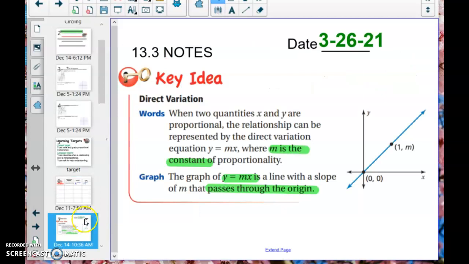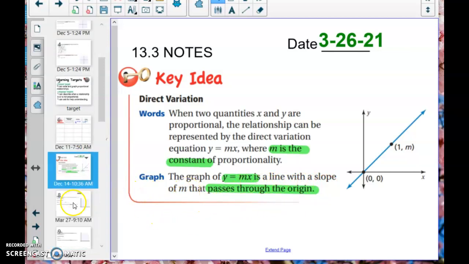Alright, you can now put the vocabulary packet away and get out your 13.3 notes packet. So direct variation is when two quantities, x and y, are proportional. The relationship can be represented by the direct variation equation, y equals mx, where m is a constant of proportionality, or otherwise we can talk about m being the slope. The graph of y equals mx is a line with a slope of m that passes through the origin, just like we talked about on the vocabulary page.